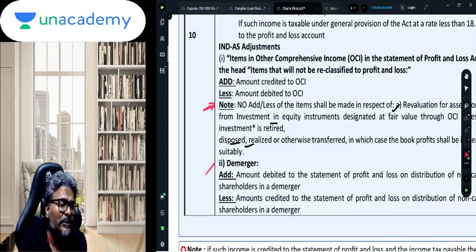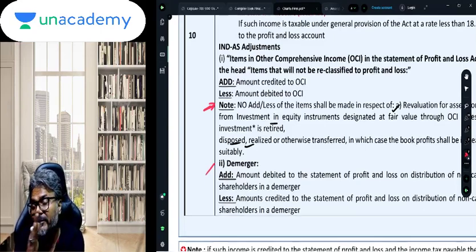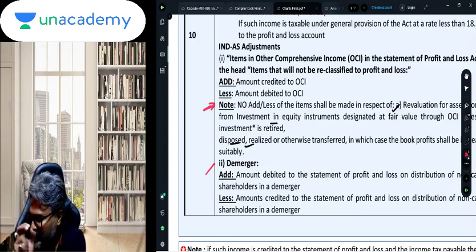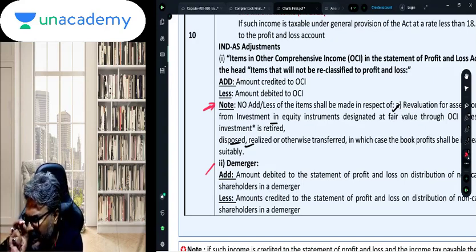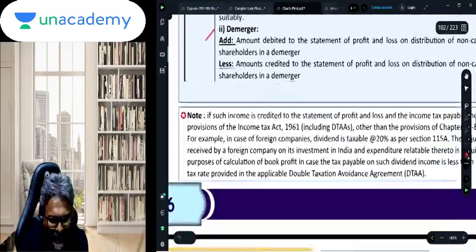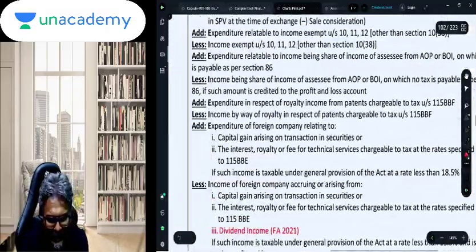It is not subject to any charge of capital gains. So whatever is the notional gain or notional loss arising on the demerger, the same is not chargeable under the normal provision. Similar is the approach that we have to follow in computing the book profit: any notional gain or notional loss arising at the time of demerger will not form part of the book profit calculation.